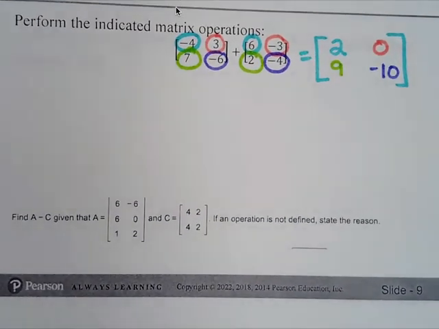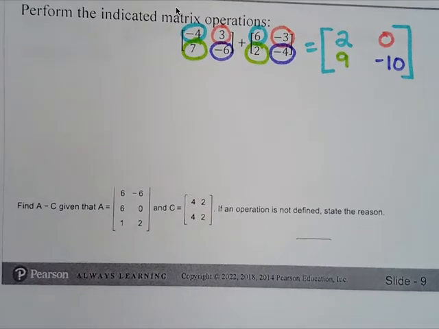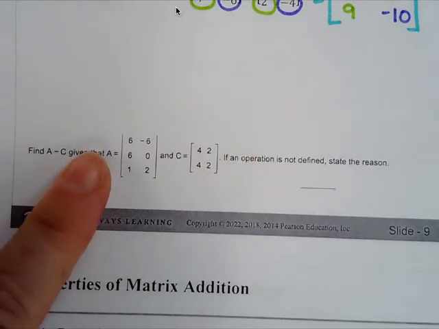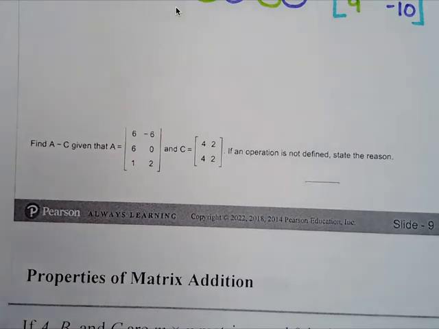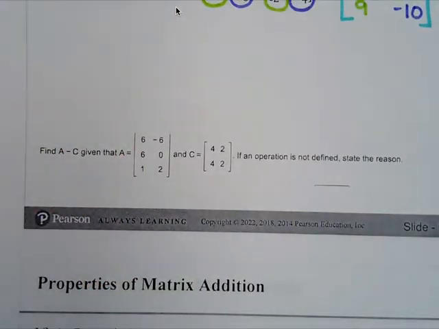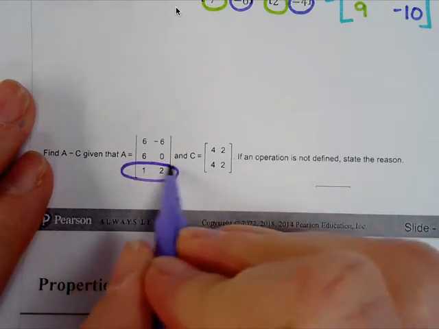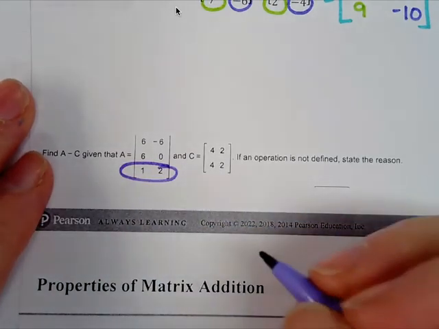Let's look at the next example. It says find A minus C given A and given C. If an operation is not defined, state the reason. Can I add corresponding entries? No. Okay. Yeah, all except for 1 and 2. Right, yeah.